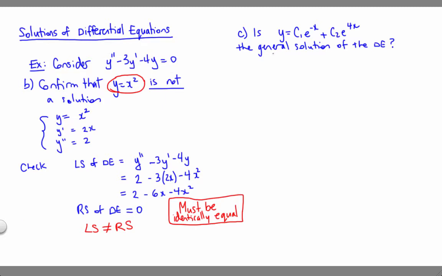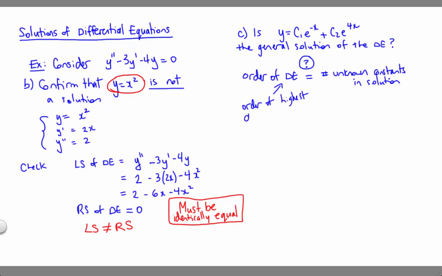Part C, we want to know whether this function y here is the general solution of the DE. So to answer that question, we need to ask whether the order of the DE is equal to the number of unknown constants in the solution. I put the question mark here because we are investigating this question. All right, so let's think about the order of the DE. By definition, that's the order of the highest derivative in the DE.